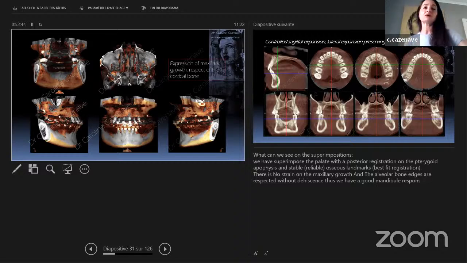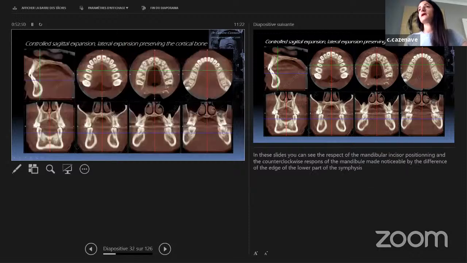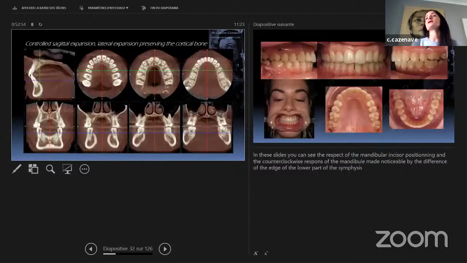And we have a good mandible response. You can see, in these slides, the respect of the mandibular incisors positioning and the contact device response of the mandible, made noticeable by the difference of the edge of the lower part of the symphysis. So we have a contact-localized rotation.